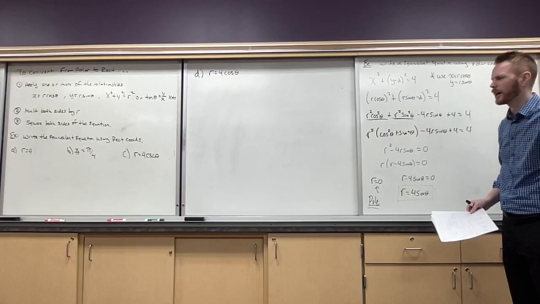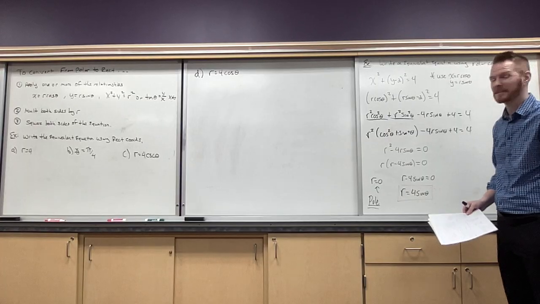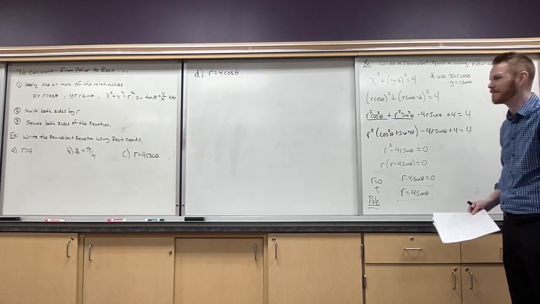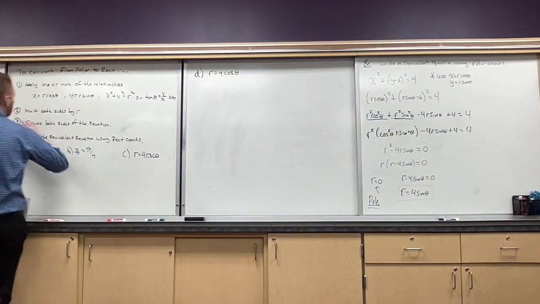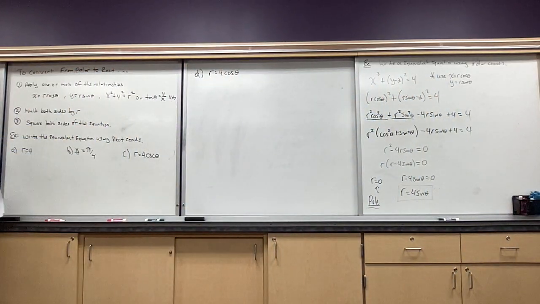So r equals 4. I want to see what that looks like in rectangular with x's and y's in it. Looking at your equivalent relationships, there's really nothing there that's going to help me with this. So let's go to step 2. Let's multiply both sides by r, which actually is not even good because then you get 4r. Scratch that. Let's square both sides of the equation. So we get r squared equals 16. So I'm using step 3.